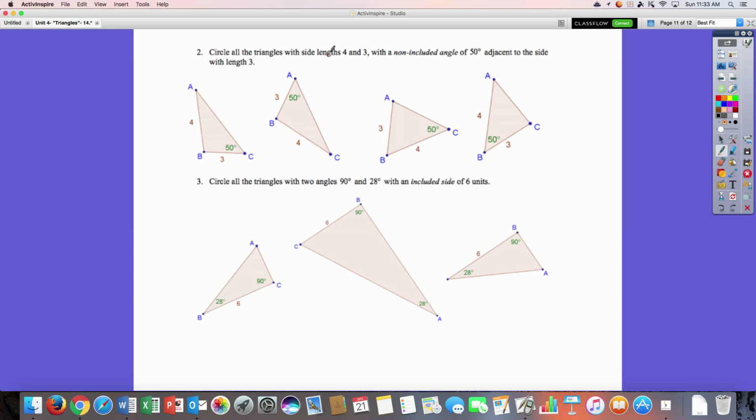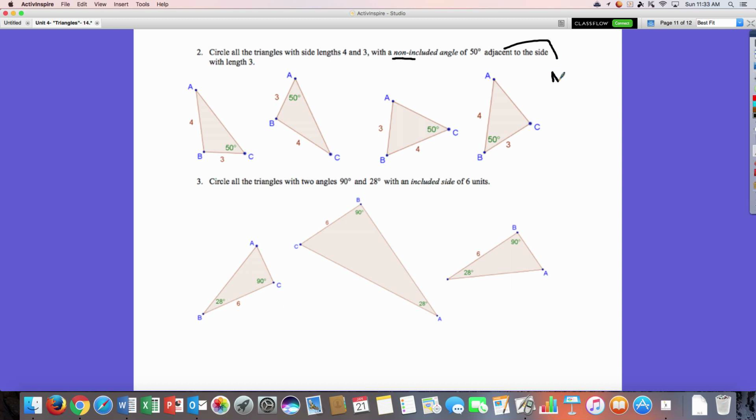Circle all the triangles with the side lengths 4 and 3 and a non-included angle. Non-included. They're trying to trick you. Of 50. And it has to be adjacent. We know the word adjacent means next to. Has to be next to the side with the length of 3. So let's look. Here's a 4 and a 3. It's a non-included angle of 50. And adjacent means next to. This one is.